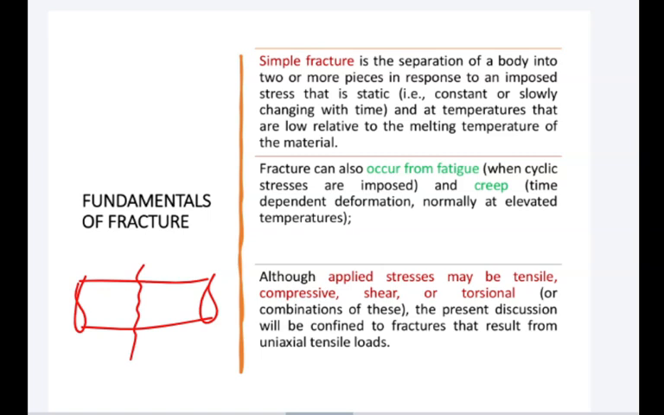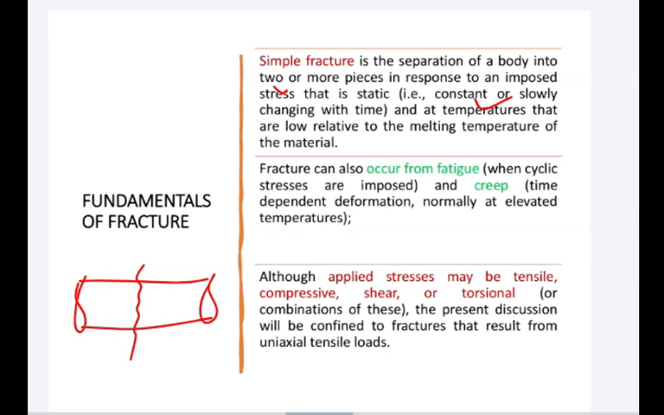Now, why will it separate into two pieces? When it is exposed to some stresses, it can fracture into two pieces. So simple fracture is the separation of a body into two or more pieces in response to an imposed stress. Sometimes when the material is exposed to temperature. Now, when it is exposed to stress or temperature, we use one word: we say that the material is loaded. Loaded can mean exposure to temperature or any physical phenomenon. So when you load a material, the simple fracture can occur and the material can break into two or more pieces.